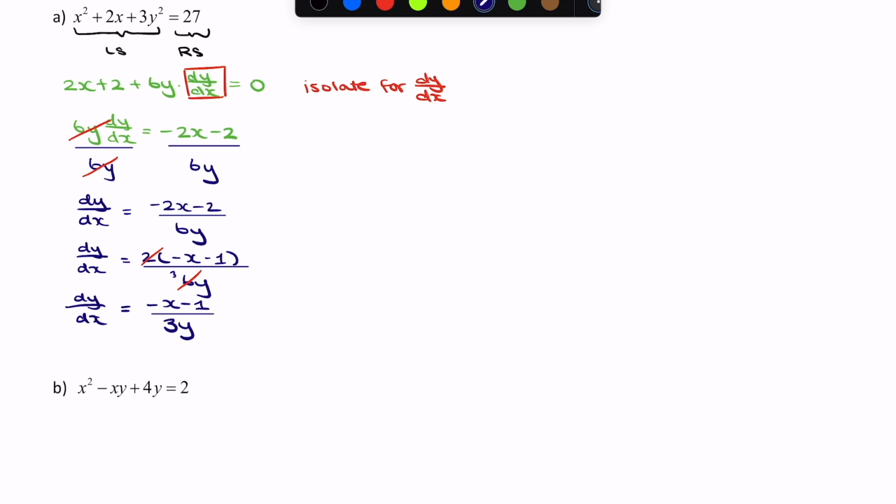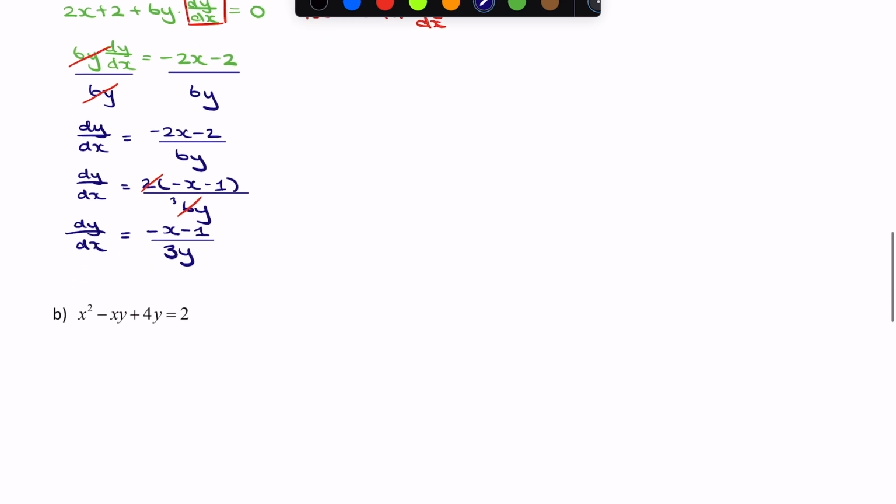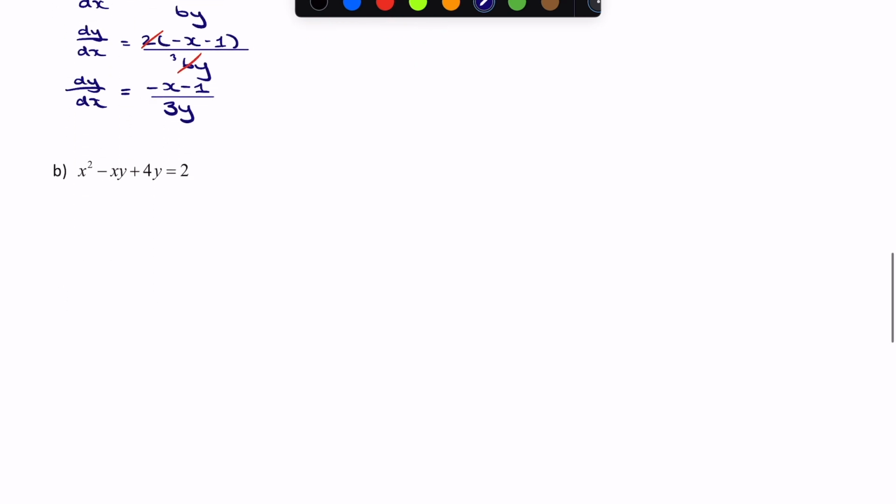Okay, so let's keep going. This next question is x squared minus xy plus 4y is equal to 2. Here we see that this xy, they're multiplying each other. So when we're deriving that, we're going to use the product rule.